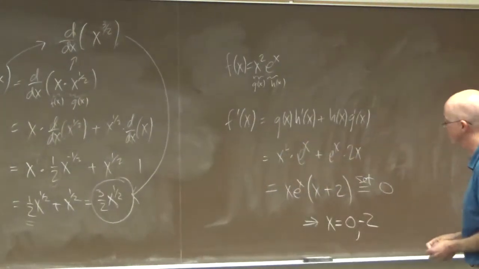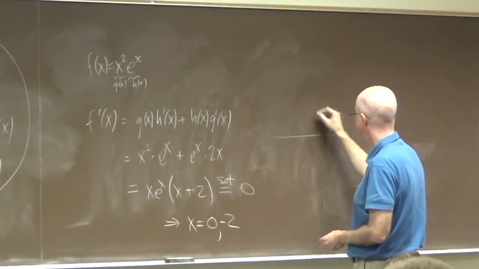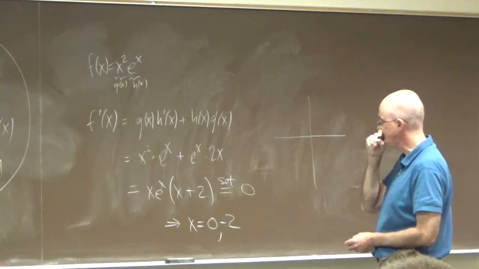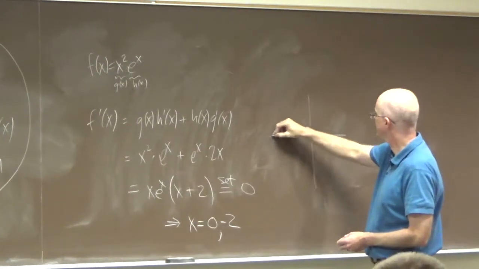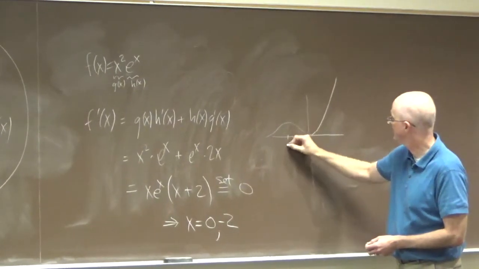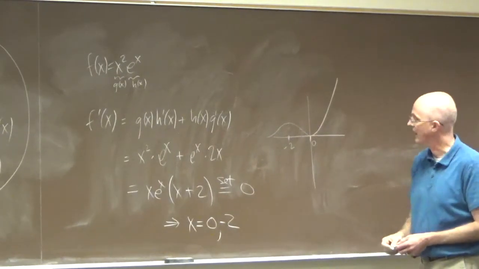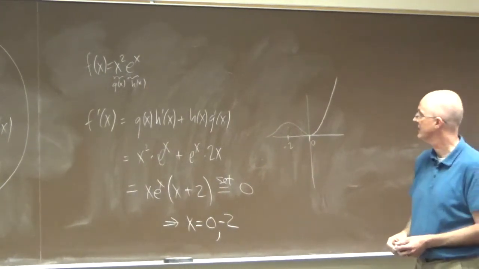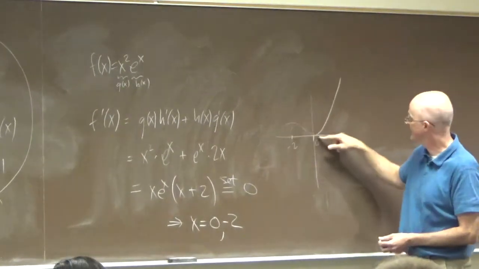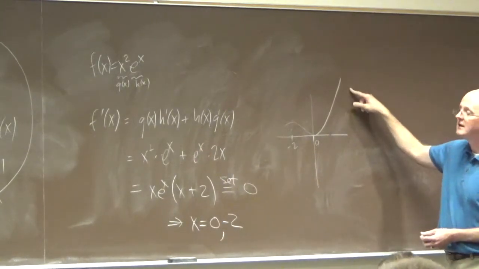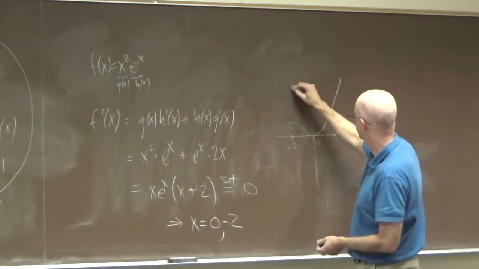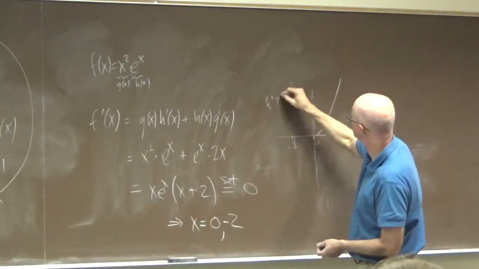Where is the function increasing and where is it decreasing? I'm just going to tell you what the graph looks like here. It looks something like this. And this is negative 2, and this is 0 here. You can check that with your calculator. So you can see from the picture that f is increasing when x is less than negative 2, the graph is going up. It's also increasing when x is greater than 0. You can check this: the derivative is positive for those values of x. F prime is positive in here, it's positive over here.